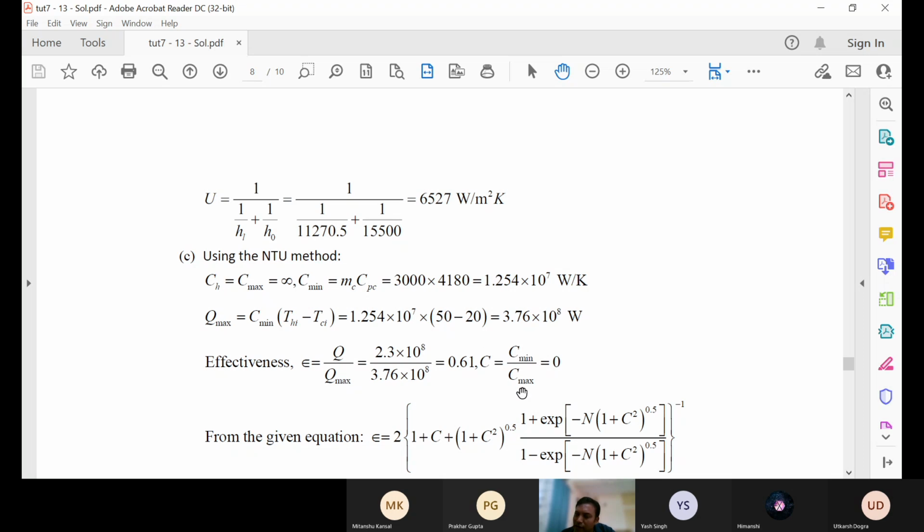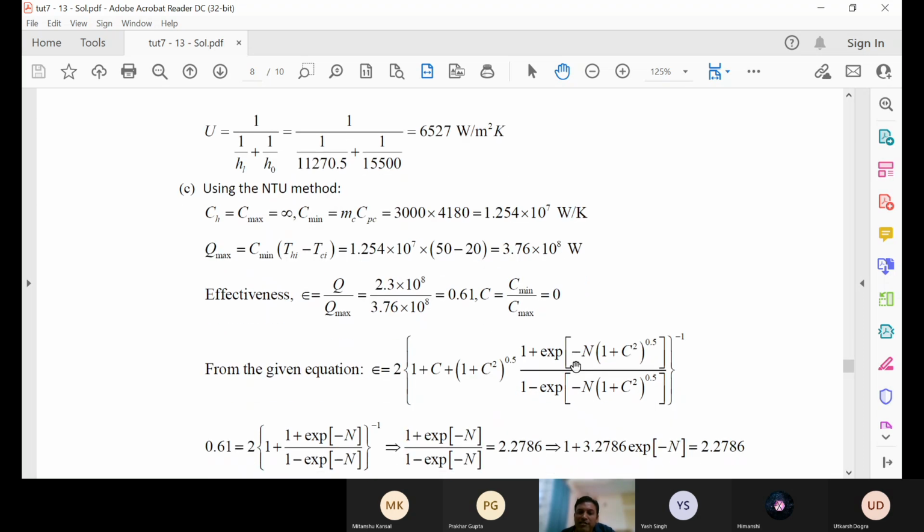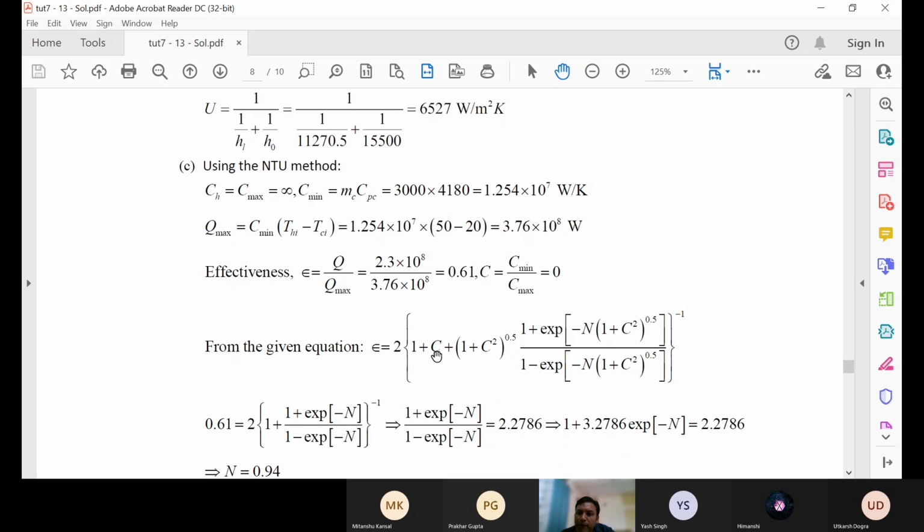So any number divided by infinity is 0. So capital C is 0, isn't it? So in this equation, which is given for a 1 to n pass heat exchanger, we can put this capital C equal to 0 and this epsilon equal to 0.61, and we can back calculate the value of n.